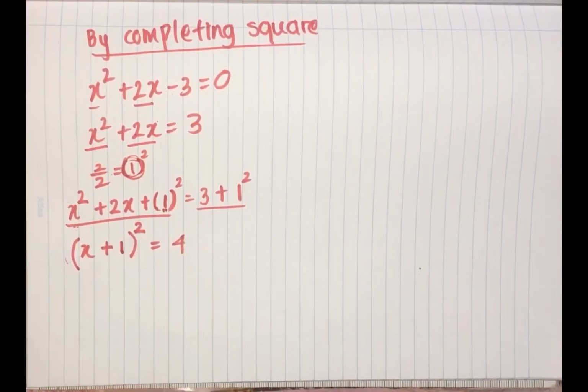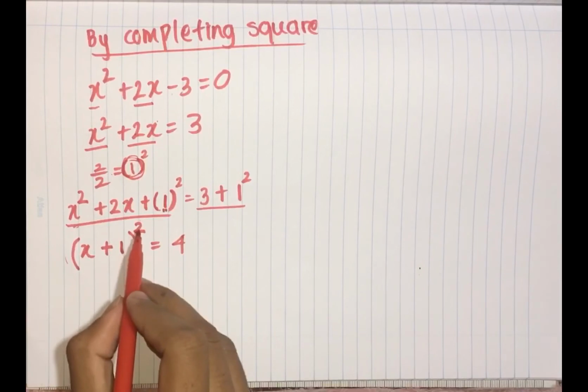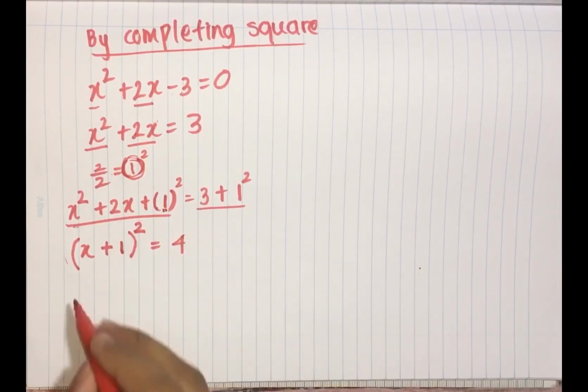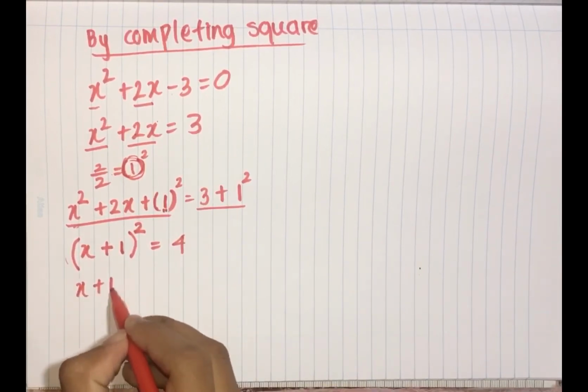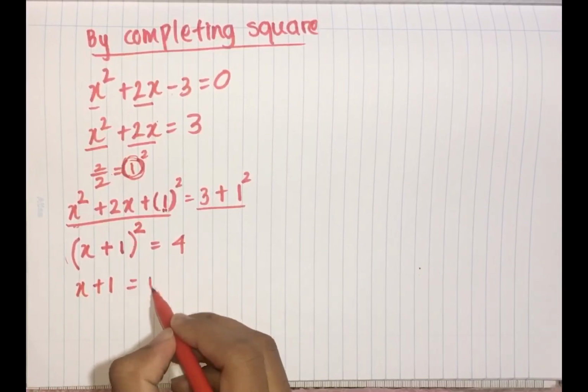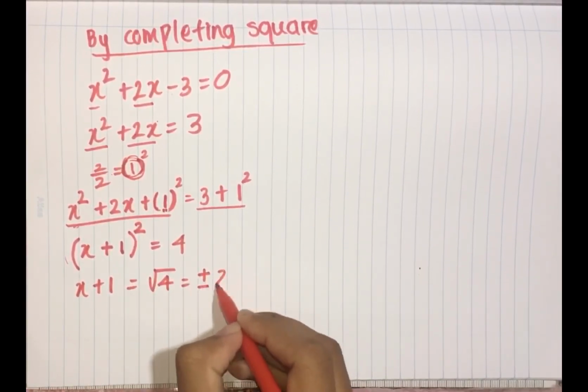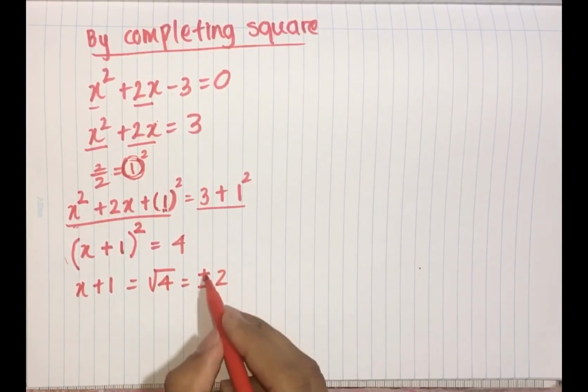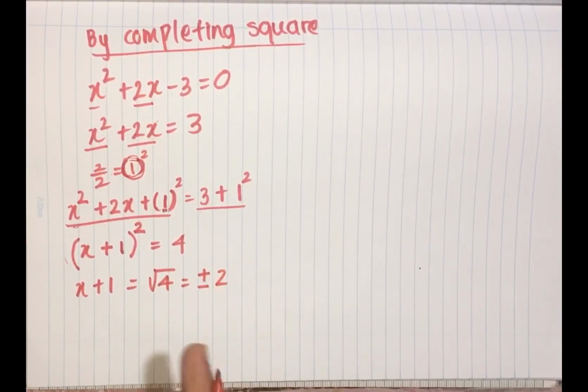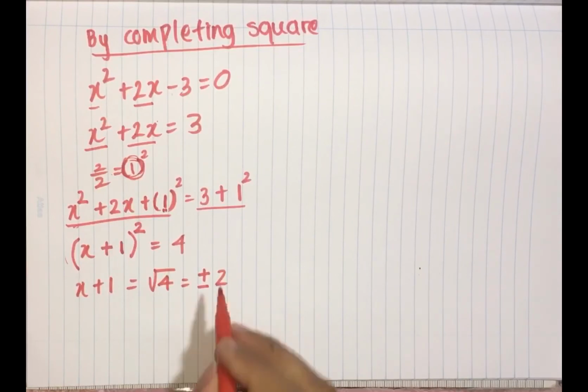Now remove the square sign. If you remove the square sign, what will be the value? You have to take the square root. x plus 1 is equal to the square root of 4. The square root of 4 is equal to plus or minus 2. Since you have plus or minus, you have two values, right? Yes, you have two values.